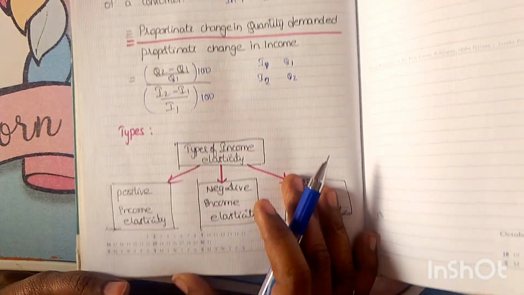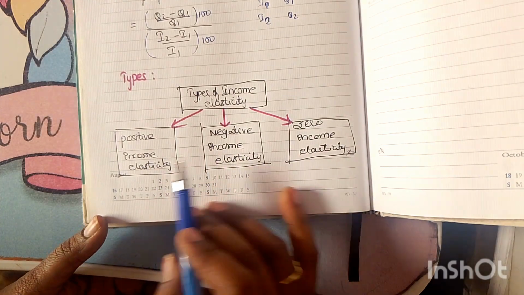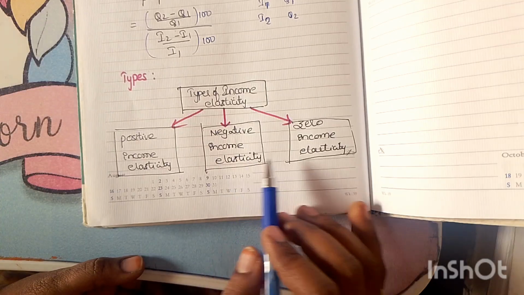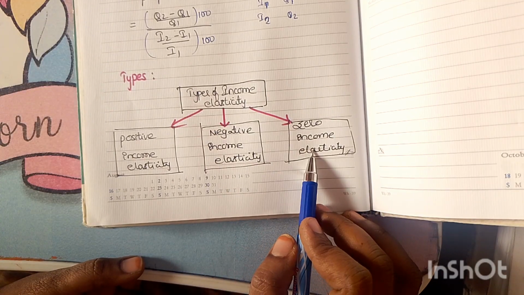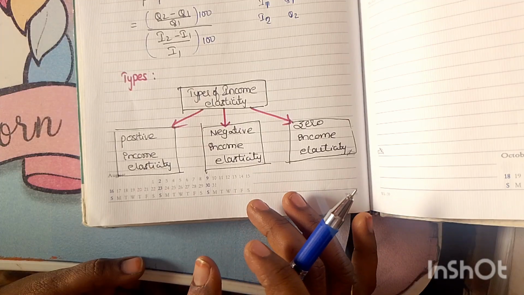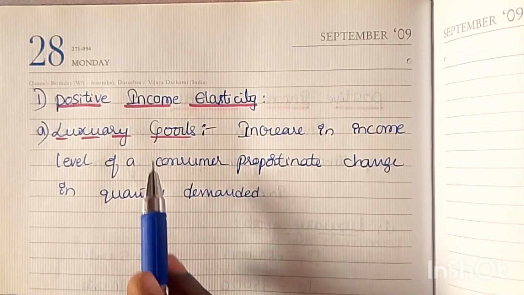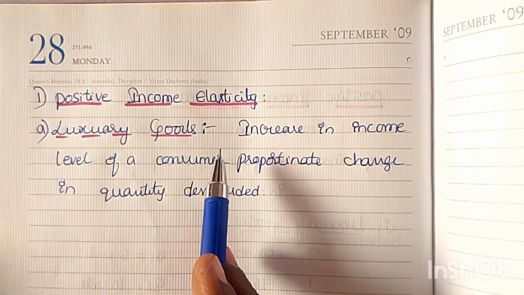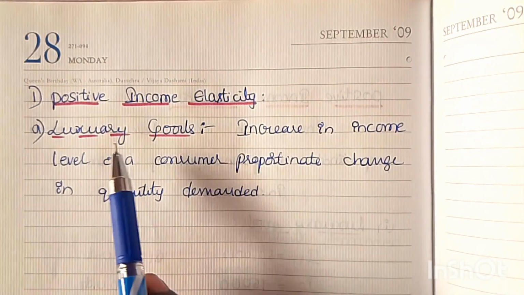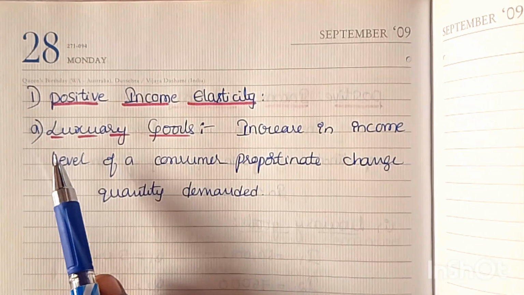And types of income elasticity. We have three types of income elasticity: positive income elasticity, negative income elasticity, and zero income elasticity. Now we will understand these three types one by one. First one is positive income elasticity. In positive elasticity we have two types, luxury goods and necessary goods. First we will understand luxury goods.